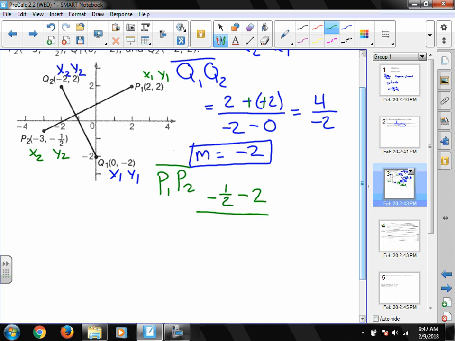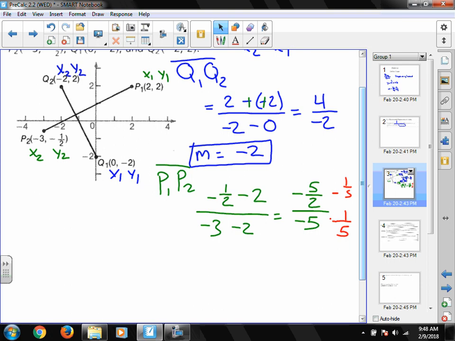all over negative 3 minus 2. Negative 1/2 minus 2 is going to give me negative 2.5 or negative 5/2, all over negative 5. Then to simplify this, we just multiply by the reciprocal of our denominator, so negative 1/5.